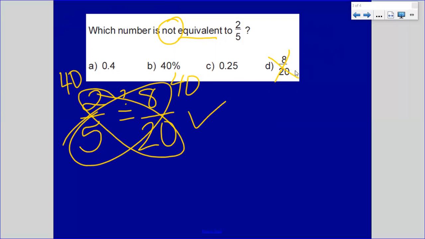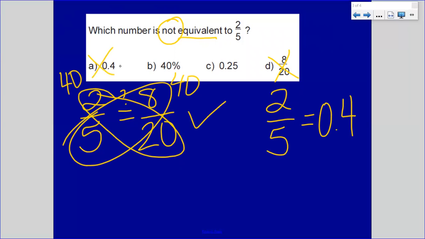Now, let's see what 2/5 would be as a decimal. Well, there's some different ways to go about that, but you could just do 2 divided by 5, which gives you the decimal of 0.4. So A is donezo.